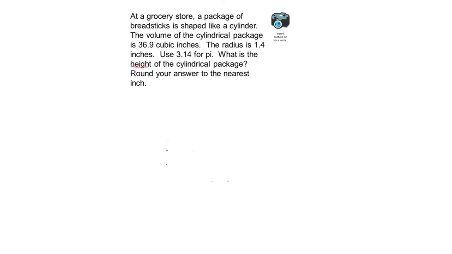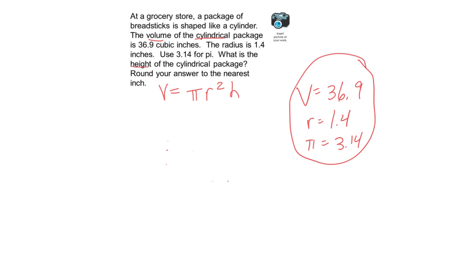So we always start with our formula. Our formula, we're talking about volume of a cylinder. So volume equals pi r squared h. And I'm told volume equals 36.9 cubic inches. I'm told radius is 1.4 inches. And I'm told to use 3.14 for pi. So I wrote that all to the side so that I know when I plug in my numbers for my letters, all I have to do is look over there.